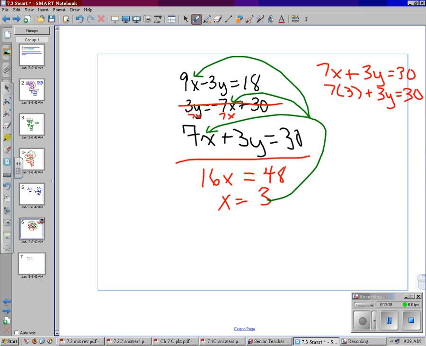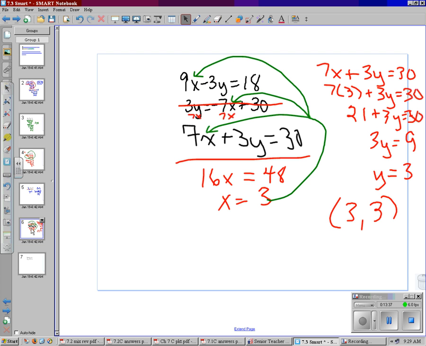7 times 3 is 21. 21 plus 3y gives us 30. When you take that 21 to the other side, what do we get? 9, and then y is equal to 3. So we will have our answer of 3, 3.